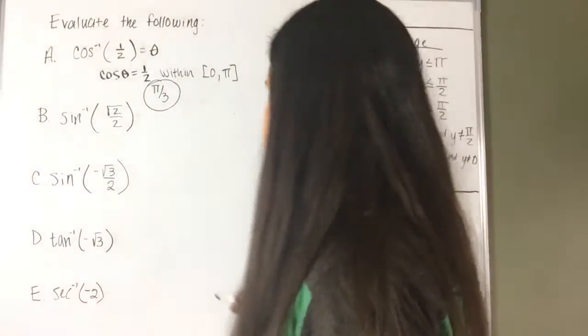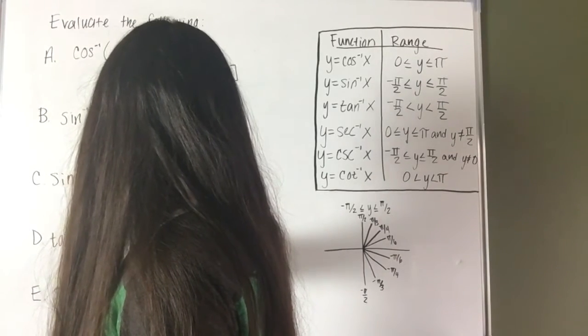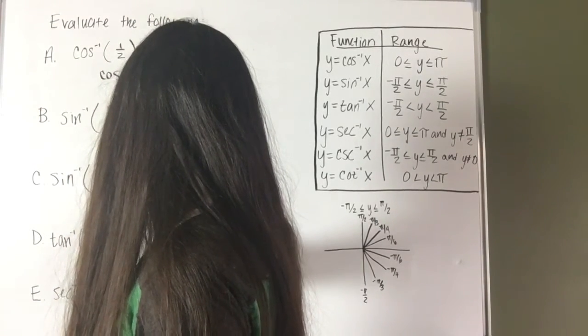So arc sine of square root 2 over 2. So sine has to equal square root 2 over 2.